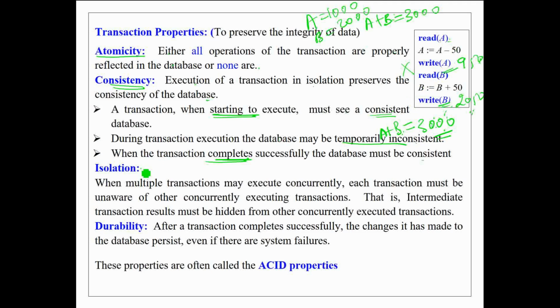So, the next property is the isolation property. This property ensures that when multiple transactions execute concurrently, each transaction must be unaware of others. That is, partial or intermediate transaction results must be hidden from other concurrently executed transactions.